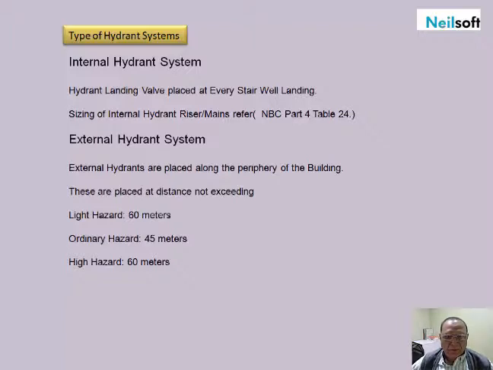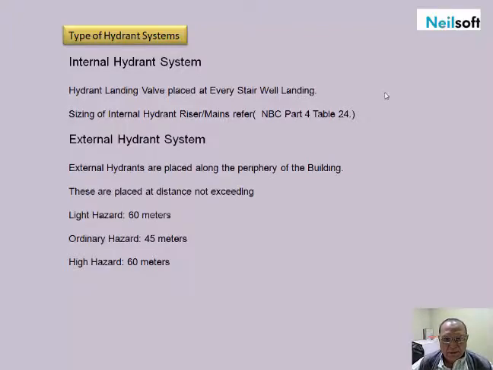And in this part, we will be considering its design, sizing, and the spacing of hydrants, etc. Type of hydrant systems. These are of two types. One is internal hydrant system and other is the external hydrant system.